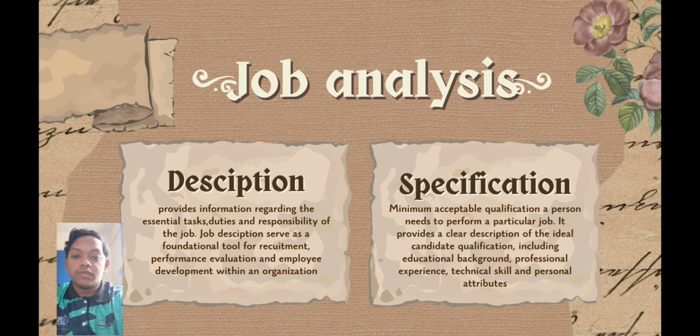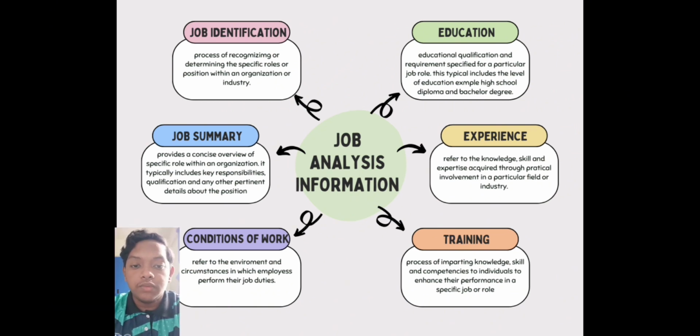For the job specification, minimum acceptable qualification a person needs to perform a particular job. It provides a clear description of the ideal candidate qualification, including educational background, professional experience, technical skill, and personal attributes. So that job analysis information. For the job description, have three.